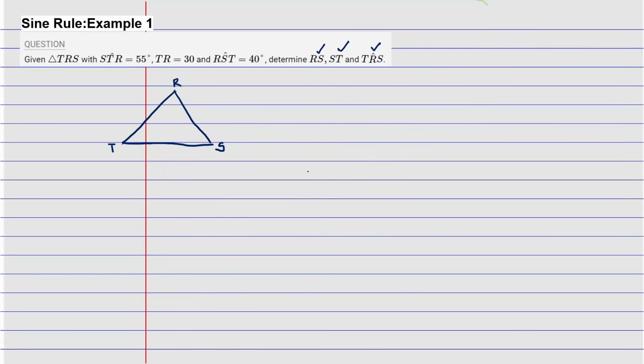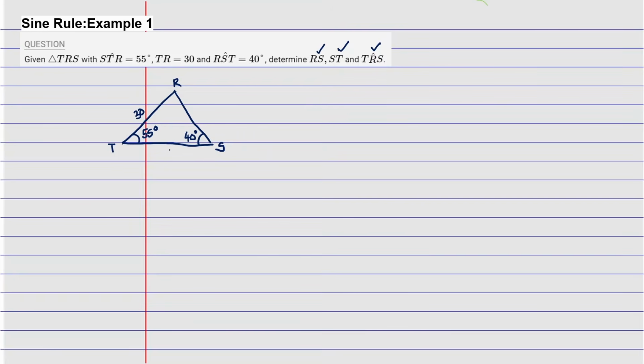All right, so they tell us that this angle, which we call STR, is equal to 55. So S is here, so we're going to go in this direction. It's going to be STR, so they're talking about this angle. It's going to be 55 degrees. And they tell us that TR is 30, so the side is going to be 30. Then they tell us that RST, going from this direction, is equal to 40. So they're talking about this way.